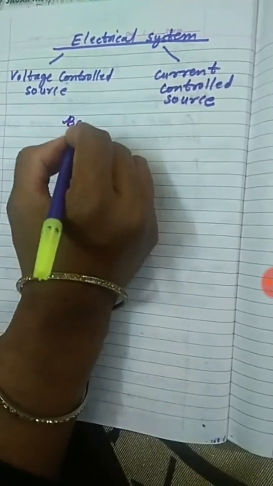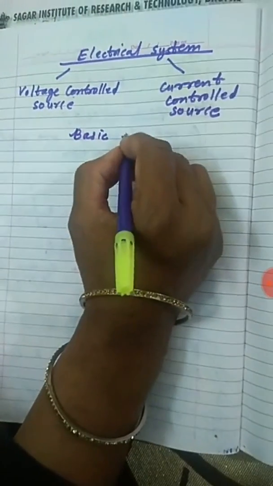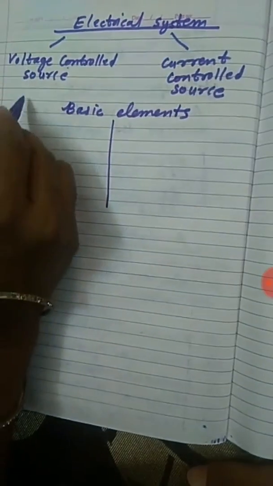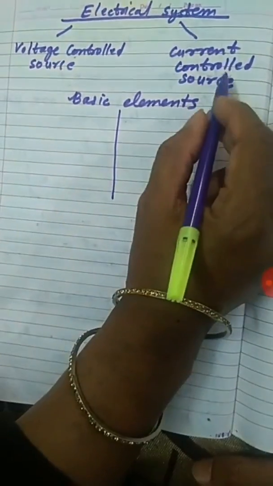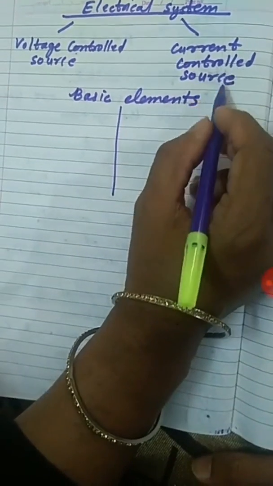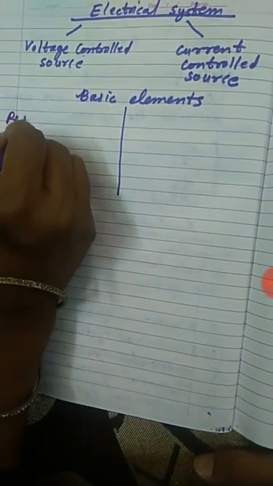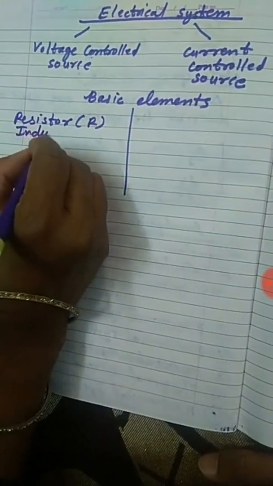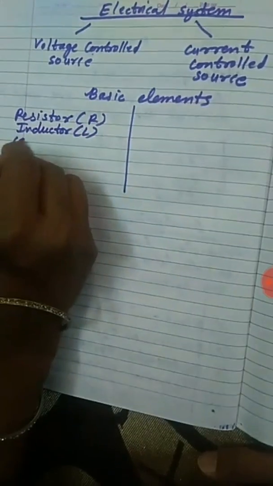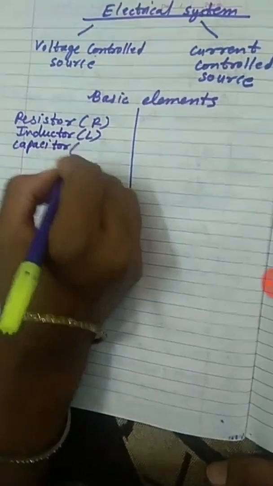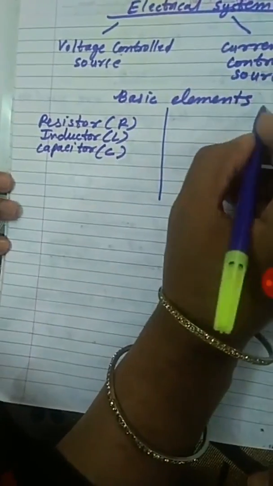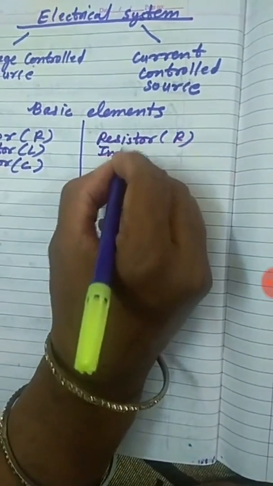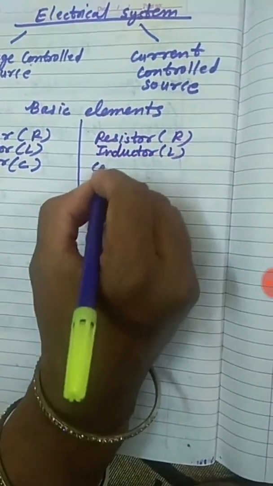For this purpose, I am writing the basic elements used in the electrical system. The basic elements, here I am writing for the voltage control source, and here I am writing the basic elements for the current control source. Now the first one is the resistor. All of you know about this, denoted by R. Inductor, denoted by L. Capacitor, denoted by C. Similarly, for the current control source, the basic elements are resistor, inductor and capacitor.